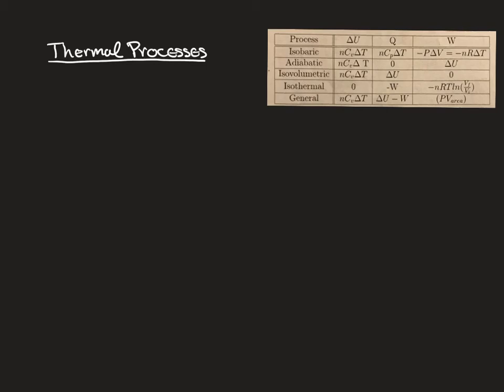In this video, we are going to discuss different types of thermal processes. Now, when we do a thermal process, we're going to hold a certain variable constant, so a certain state variable like pressure, temperature, or volume constant. And this is going to be forced. This isn't something that naturally occurs.